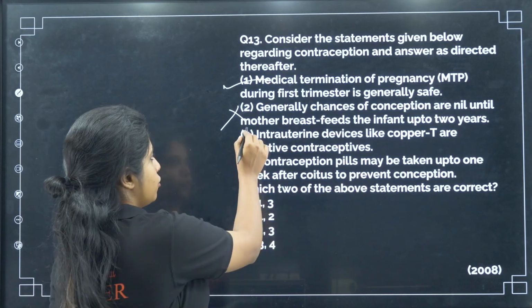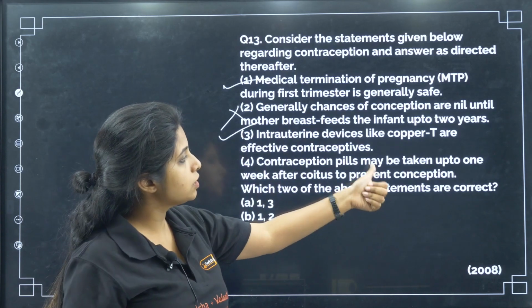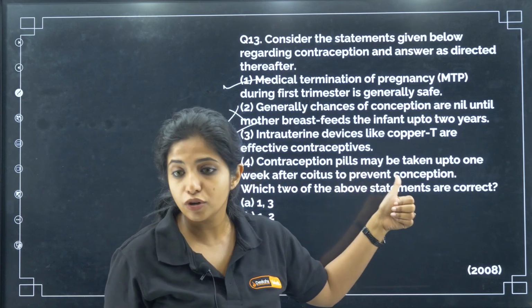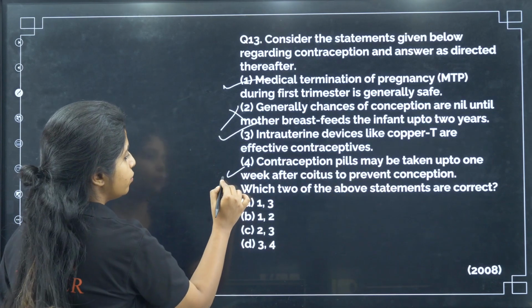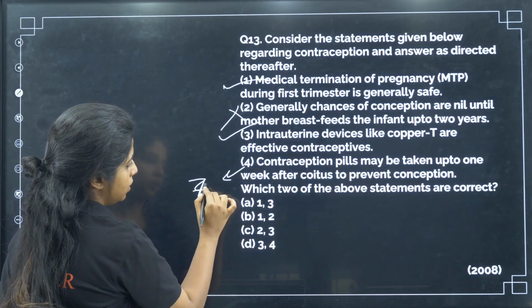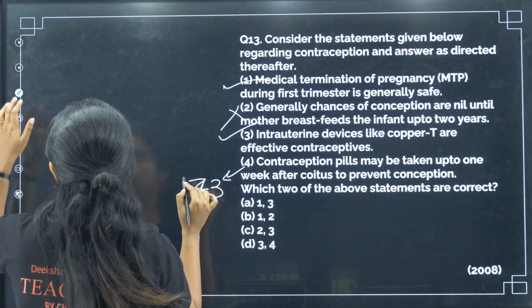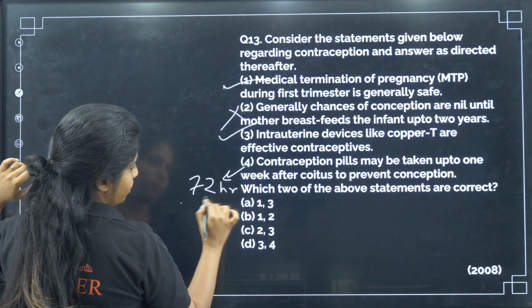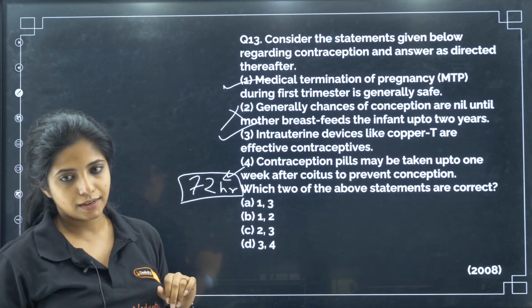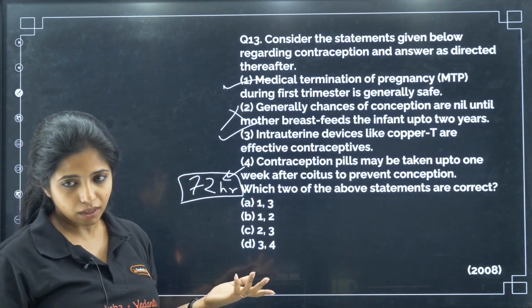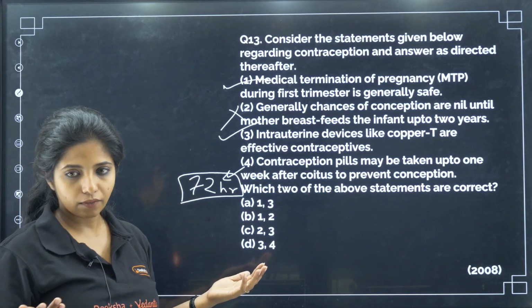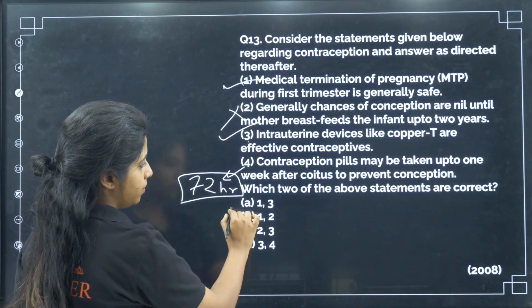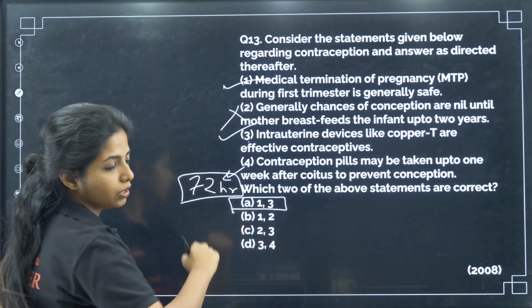Yes, it is, for sure. Contraceptive pills may be taken up to 1 week after coitus to prevent conception. Wrong. It can be taken up to 72 hours, my dear children. Not above that. So that is also wrong. So I will say 1 and 3 are correct.